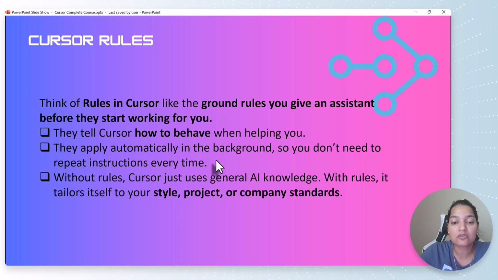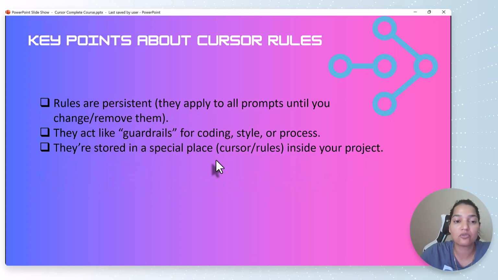Without rules, cursor will generate just the general AI knowledge. It will basically use what it knows and create it. When you have rules specified, it tailors itself to your style, to the project or the company standard. So whatever standards you have mentioned in the cursor rules, those will be applied to every prompt and will run behind the scene. So that is what a cursor rule is.